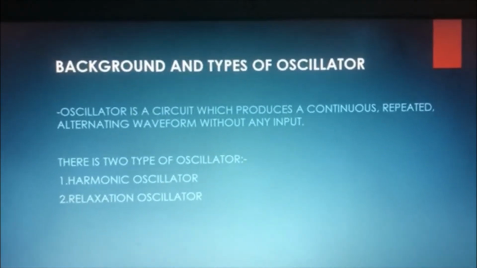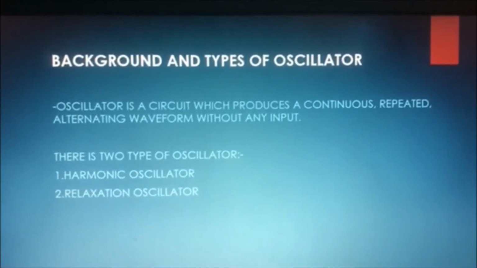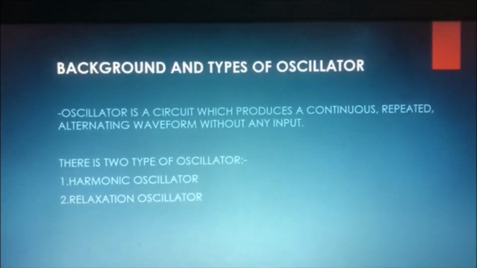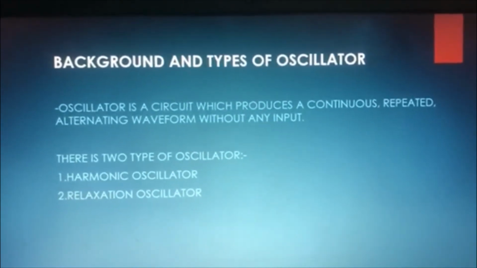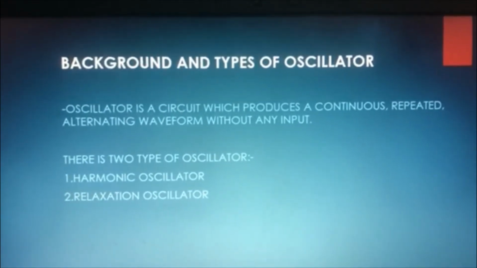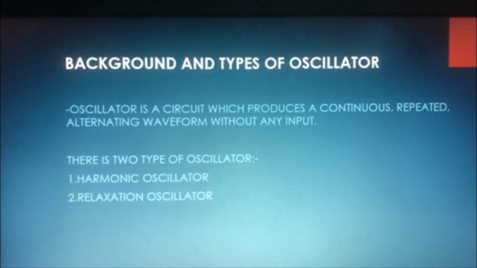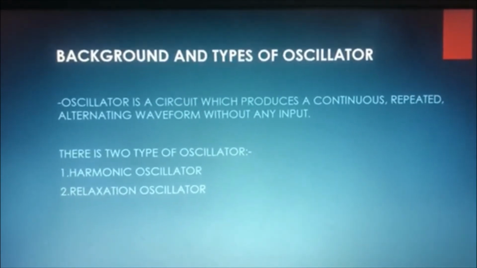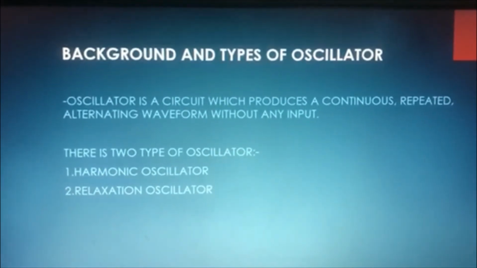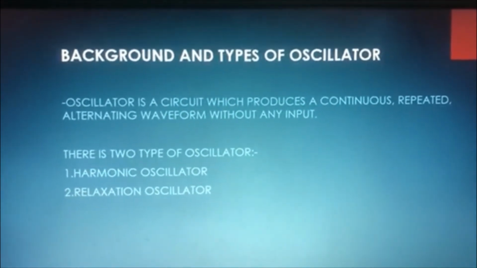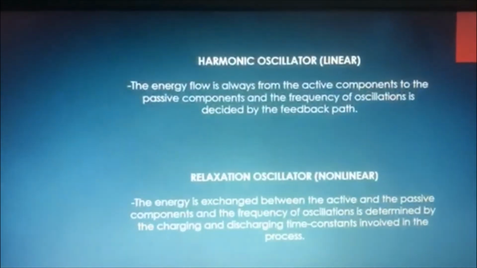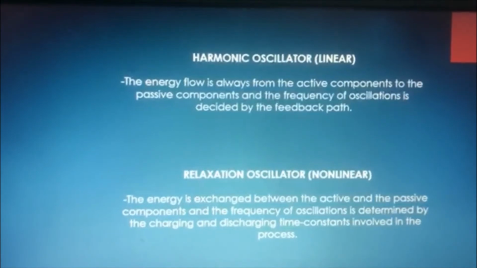Okay, the first one is the definition of oscillator. An oscillator is a circuit which produces a continuous and repeated alternating waveform without any input. Basically there are two types of oscillator. The first one is the harmonic oscillator, also known as linear oscillator, and the second one is the relaxation oscillator, also known as non-linear oscillator.